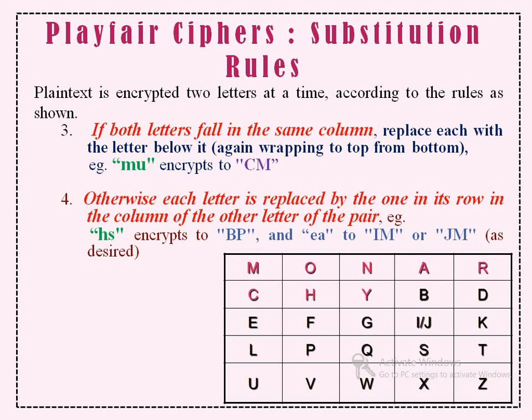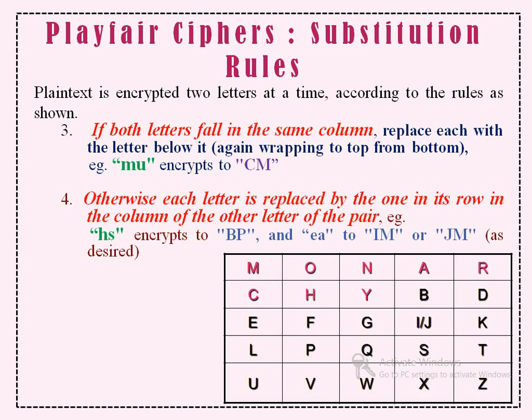And last but not the least, if it doesn't fall under the two categories, that is, it doesn't come under the same row, nor the same column, then wherever the two alphabets intersect in two different rows or two different columns, that will be considered as the entry in the cipher.